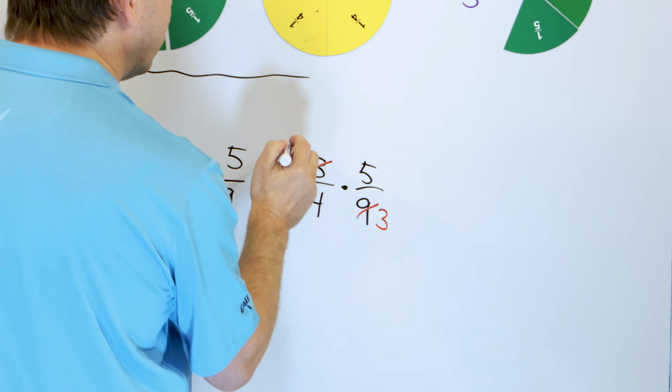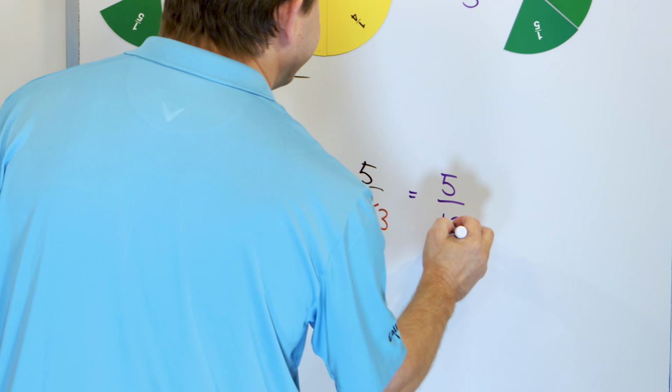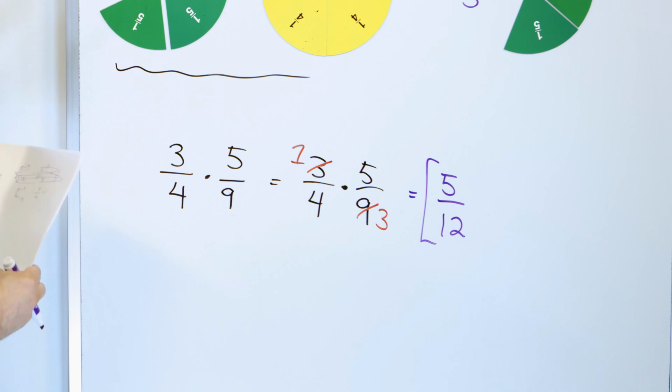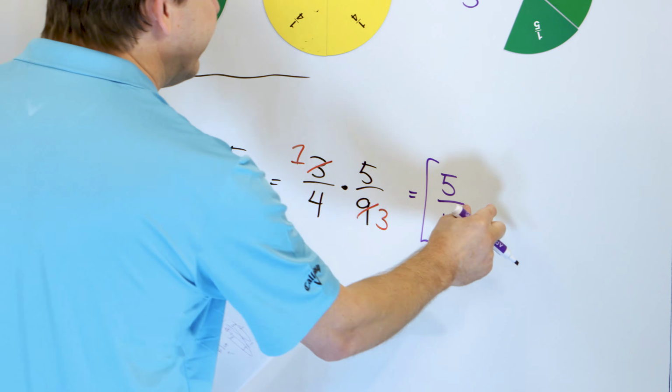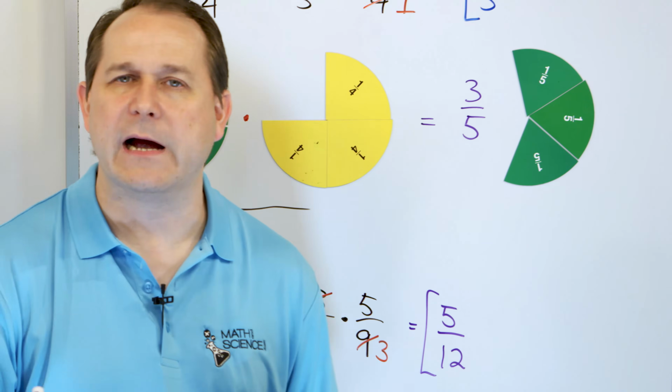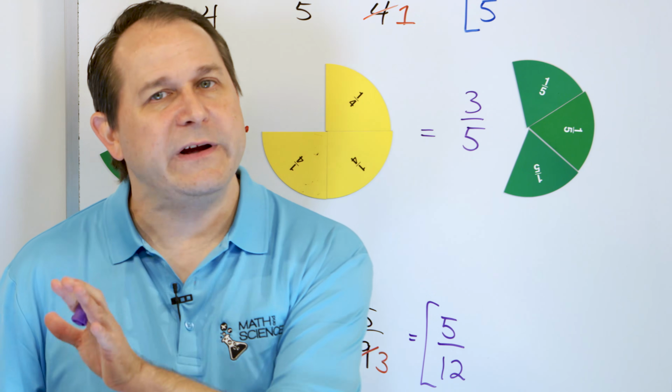Now, what is left over? 1 times 5 is 5, and 4 times 3 is 12. And you get an answer of 5/12. Notice that when you do it correctly, when you pre-simplify everything correctly, the answer that you get should be completely simplified. You should never have to simplify your answer again because you've pre-simplified.